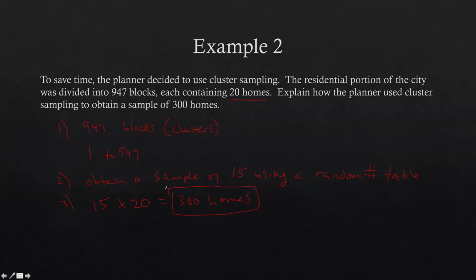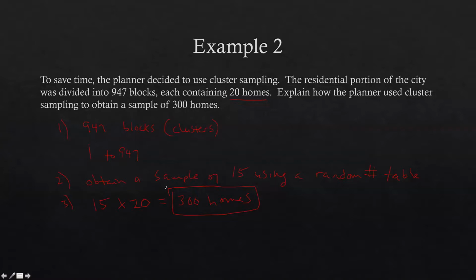So basically, here's what we did. The planner used a cluster sample to obtain a sample of 300 homes, 15 blocks of 20 homes per block. Each of the three interviewers was then assigned 5 of the 15 blocks. This method gave each interviewer 100 homes, but saved much travel because the interviewer would complete the interviews on an entire block before driving to another neighborhood.